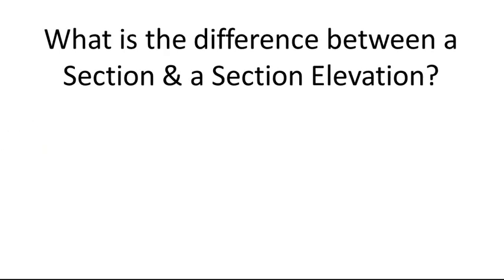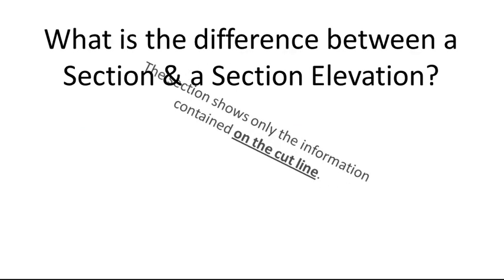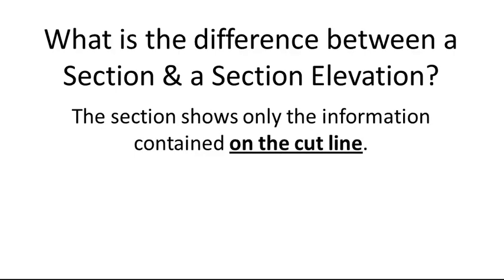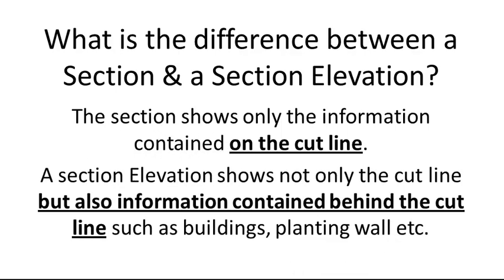So what is the difference between a section and a section elevation? Well, a section shows only the information contained on the cut line, while the section elevation shows not only the cut line, but also the information contained behind the cut line, such as buildings, plants, walls, etc.